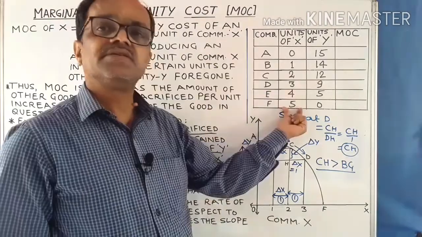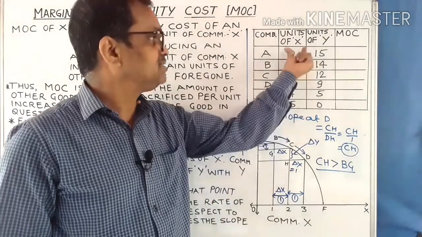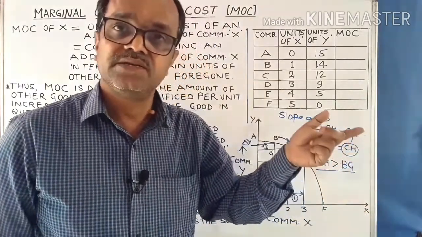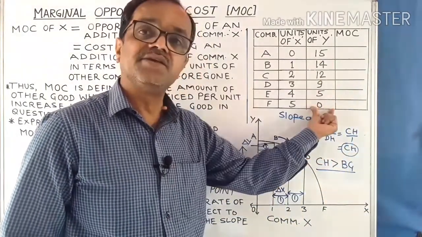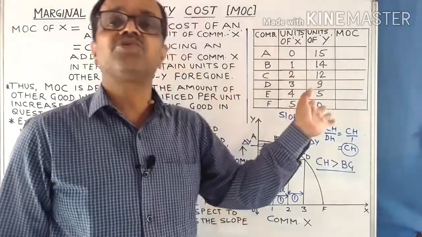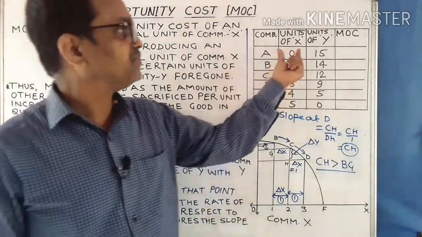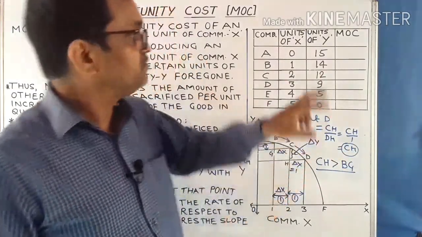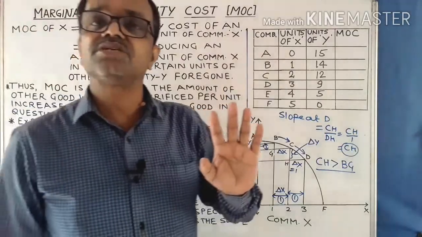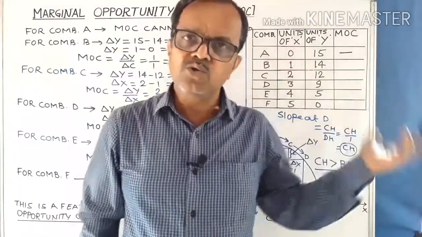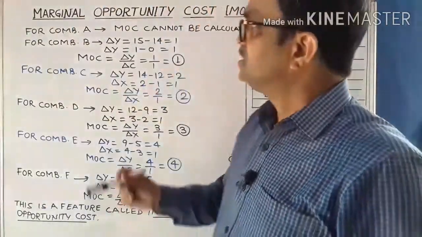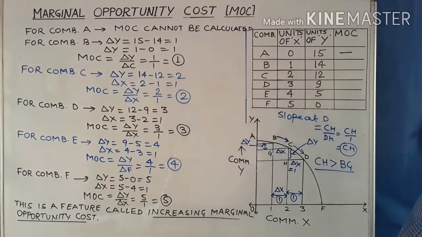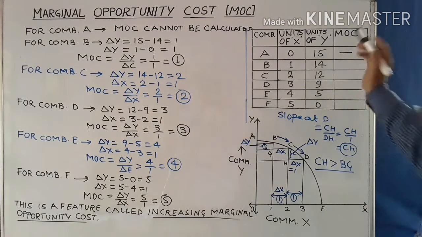Similarly, look here, every time there is an additional unit of X produced by the economy, but at the cost of units of commodity Y, which are sacrificed to produce one additional unit of X. Then how can we calculate marginal opportunity cost with the help of this production possibility schedule? Let's have a look. Now look here. For this combination A, marginal opportunity cost cannot be calculated. Therefore, we just put a dash.